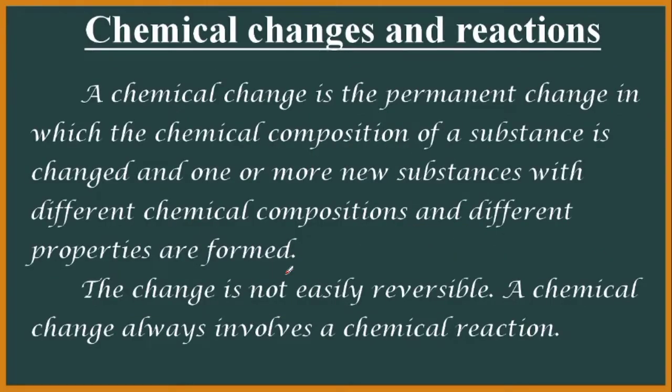Okay, so what is meant by a chemical change? A chemical change is the permanent change in which the chemical composition of a substance is changed and one or more new substances with different chemical compositions and different properties are formed. If we recall the previous year classes, you have heard chemical change as well as physical change. So just recall the definition of these two terms.